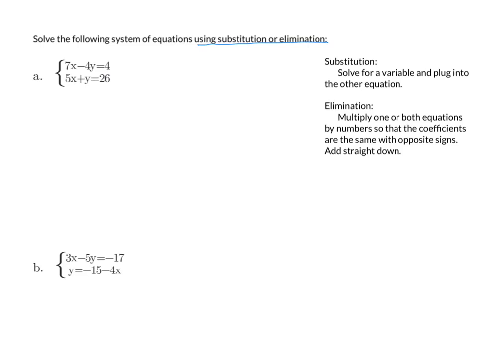So for example, let's review what substitution and elimination method are. Substitution, we want to solve for a variable and plug into the other equation. Elimination method, we're going to multiply one or both equations by numbers so that the coefficients are the same with opposite signs. So for instance, 4 and -4. We do this so that when we add straight down, they cancel.